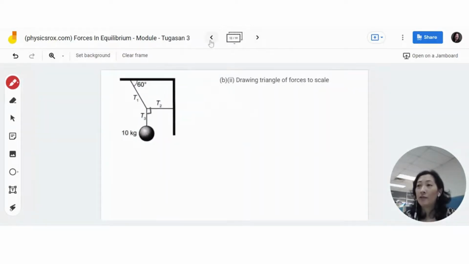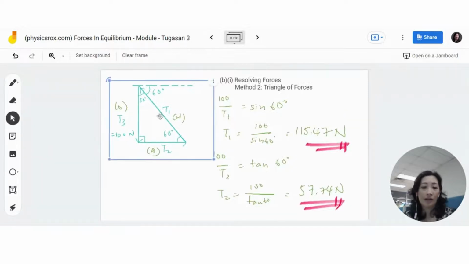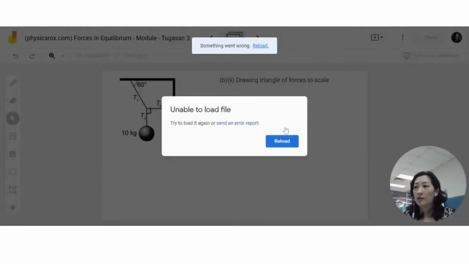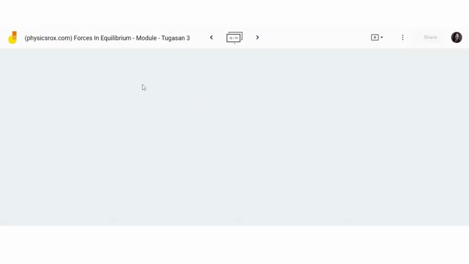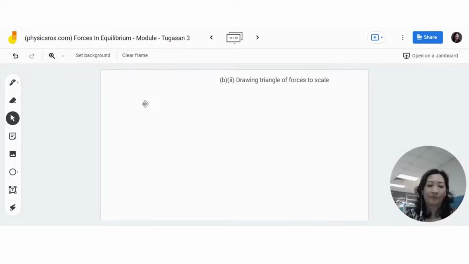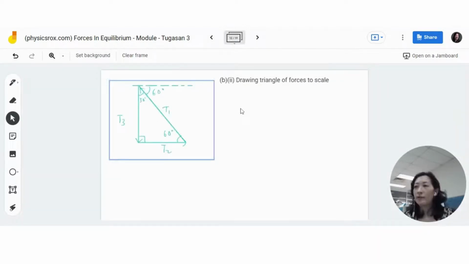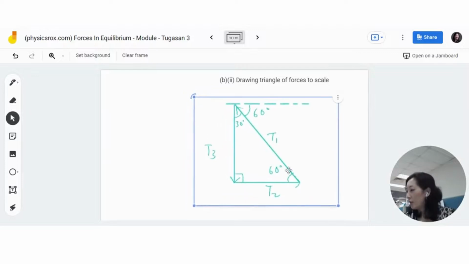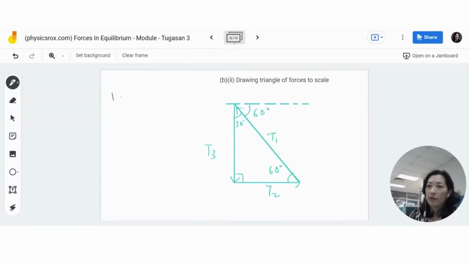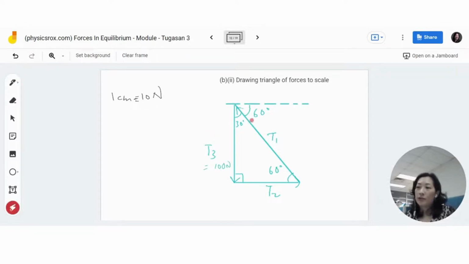Now, if you're required to draw the triangle of forces to scale, just like mentioned earlier, you should be, whoops, I need to reload this. For some reason, it's crashed on me. Copy and paste that again. So when you draw this to scale, just follow the scale that is written in the question, which is 1 cm to 10, which means that, okay, you only have T3 given, right? So T3 is 100 Newton. So you don't have T1 and T2.